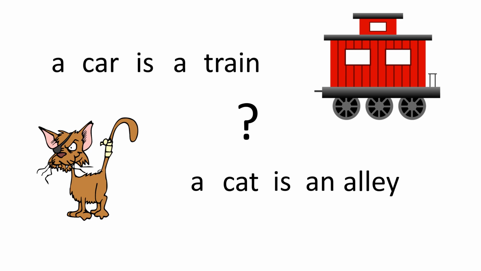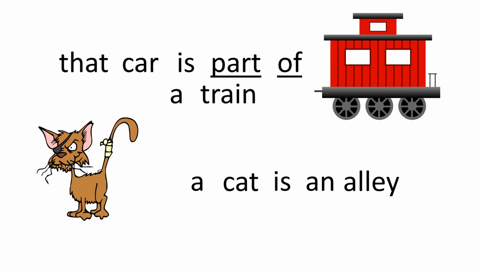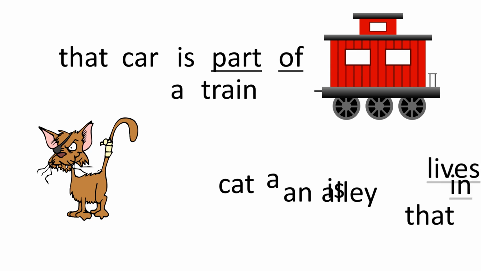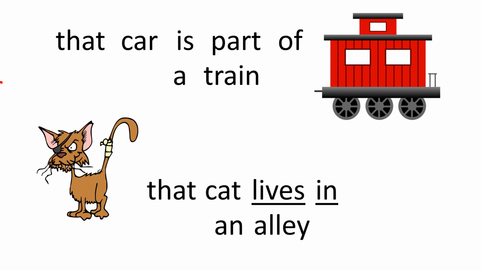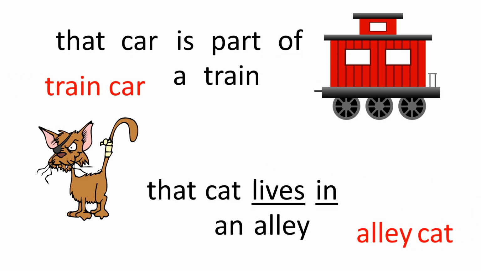A car is not a train, nor is a cat an alley. A train car is a car that is part of a train. An alley cat is a cat that lives in an alley. There's nothing in the grammar of these pairs of nouns that indicates that the relationship between the nouns in the first pair is different from the relationship between the nouns in the second. How do we know what these relationships are meant to be, even when they are not stated explicitly?